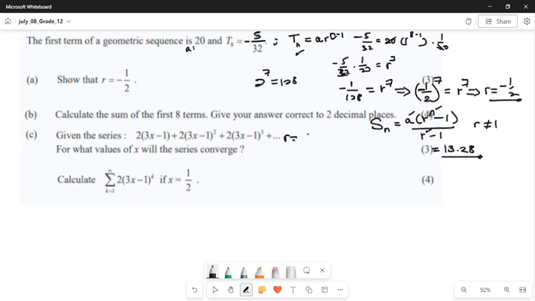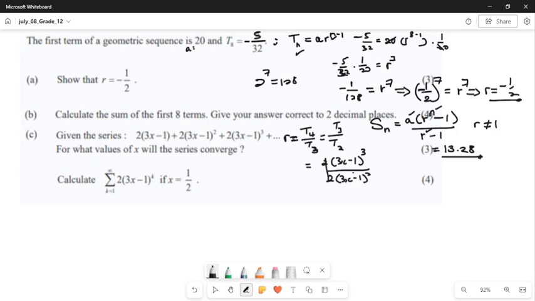We can say our value of r, the standard way of finding the value of r, where you take two consecutive terms and find the ratio. So for this case, I'll only take the left hand side, but you can just prove. I'll take T3 and T2. T3, which is 2 into 3x minus 1 raised to the power 3, and then divided by T2, which is 2 into 3x minus 1 square.